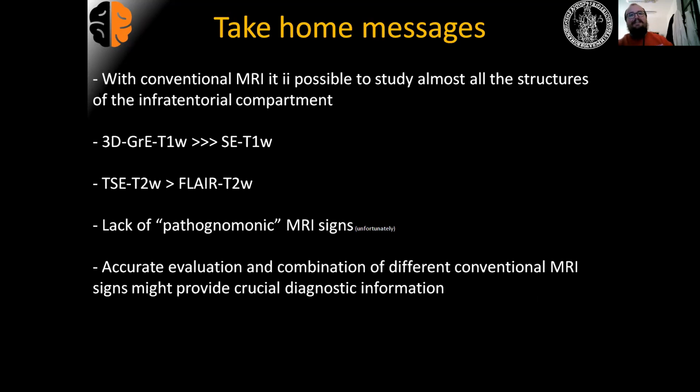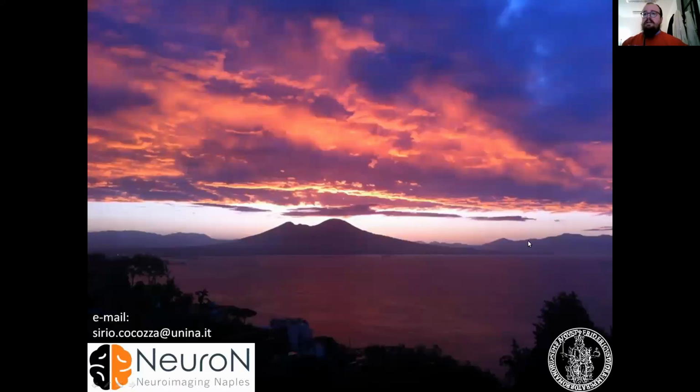And when evaluating T2-weighted images, please remember that although FLAIR images are the best sequences to detect lesions, at the infratentorial compartment they are prone to some artifacts, so my suggestion is to do the T2 and evaluate the T2. Unfortunately, there are no pathognomonic MRI signs. There is, nevertheless, the possibility to evaluate a pattern, the presence of different conventional MRI signs that, taken together along with a good clinical evaluation, can allow you to provide good diagnostic information to the patient and the clinician. And basically that's it. So thank you so much.